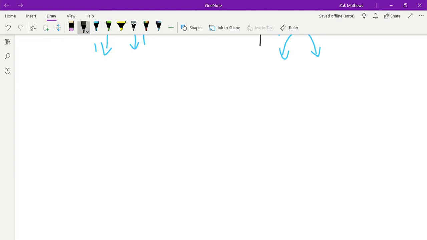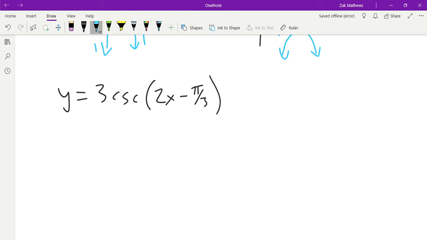So let's find the graph of y equals 3 cosecant of (2x minus pi over 3). The very first thing I'm going to do, and let me switch colors so I don't confuse you, is rewrite it using the reciprocal function, so sine in this case.